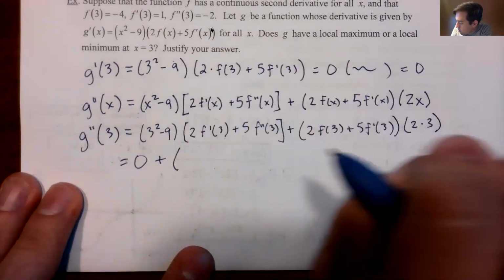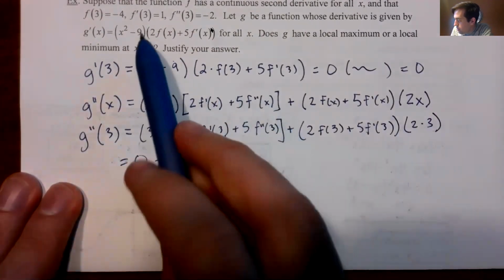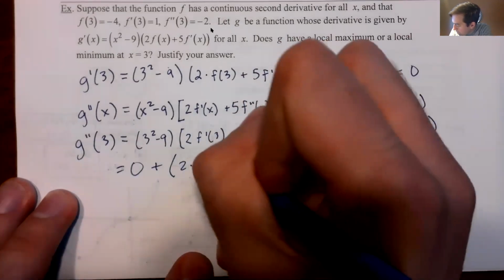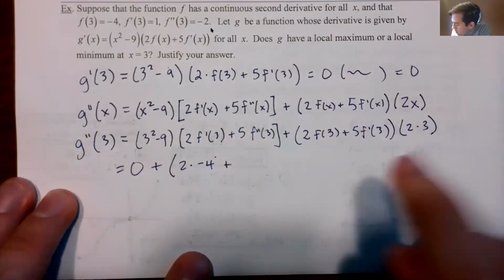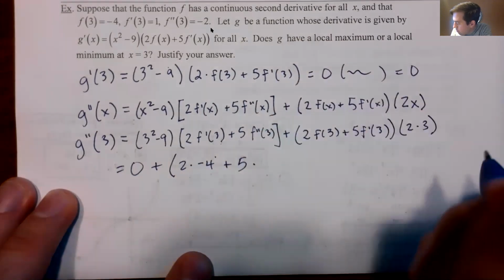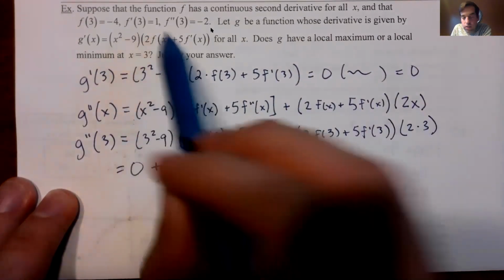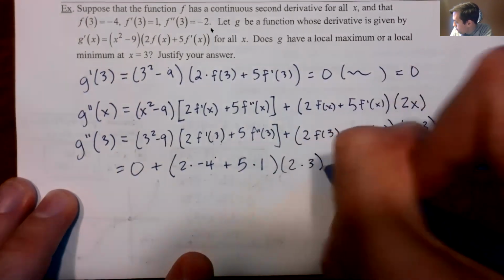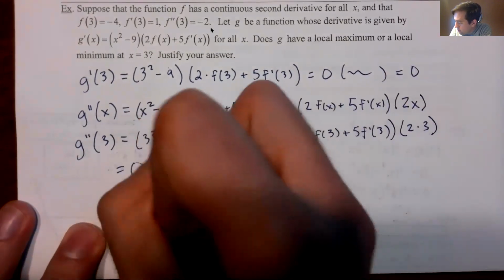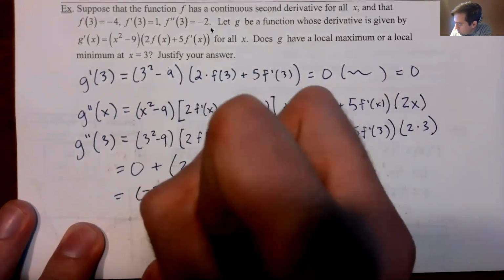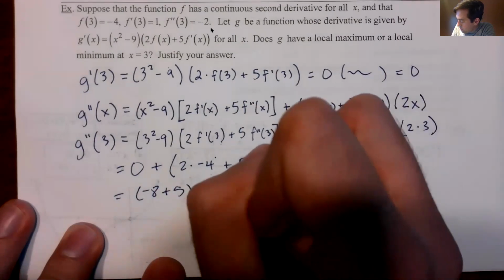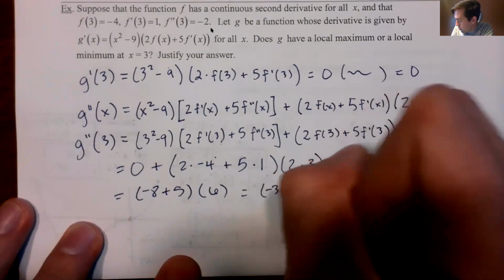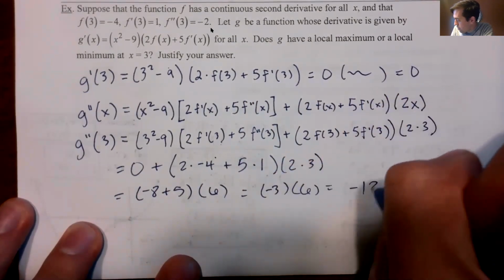Plus 2 times, what's f of 3? F of 3 is -4. Plus 5 times f prime of 3, which is 1, times 2 times 3. So we have -8 plus 5 times 6, which is what? -3 times 6. We get -18 for the second derivative.